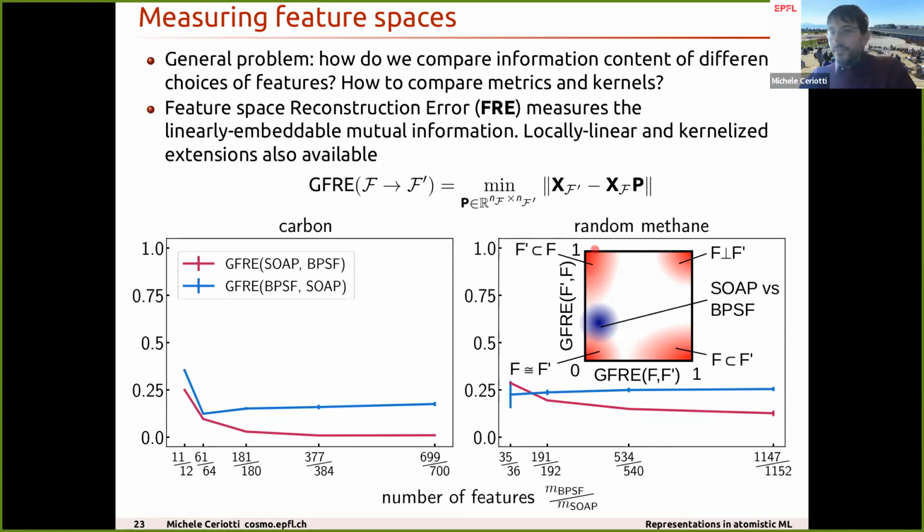And if the error is small in one direction and large in the other, it means that one set of features is objectively more informative than the other. What we get here is that the two feature sets are roughly equivalent, but SOAP, given that it uses a systematically improvable basis, tends to have 25% more information retained than these more heuristic basis functions.